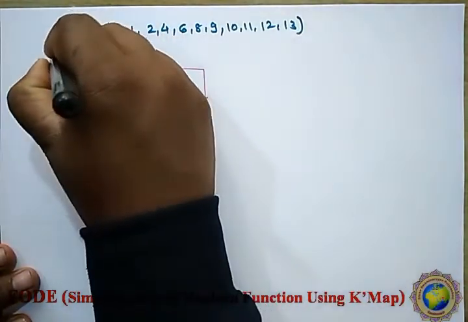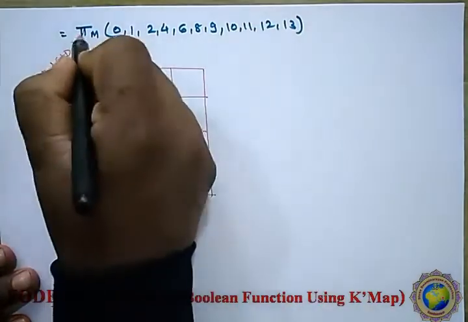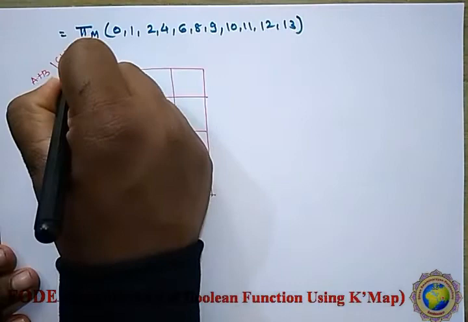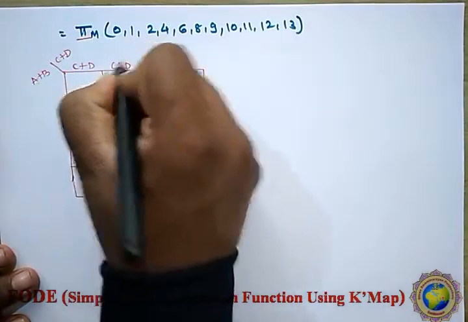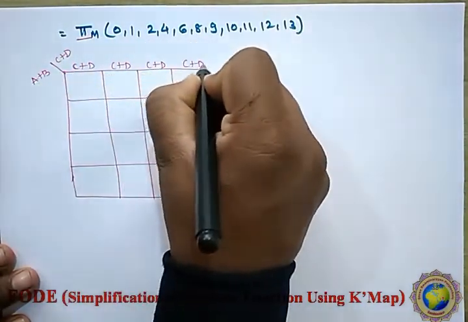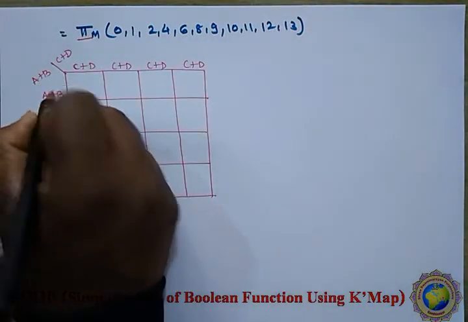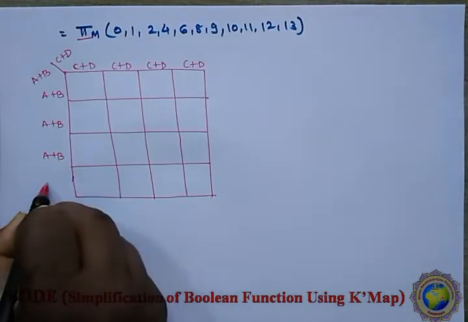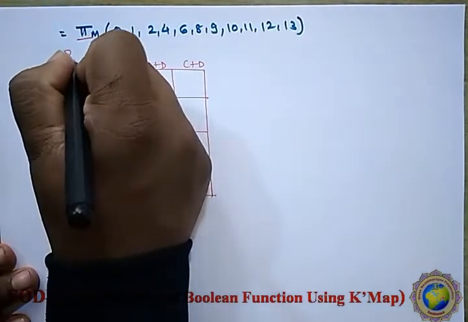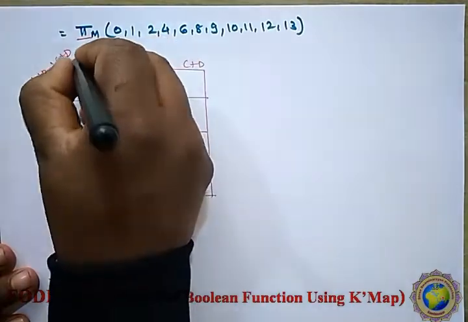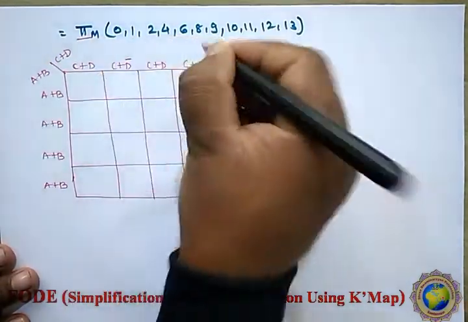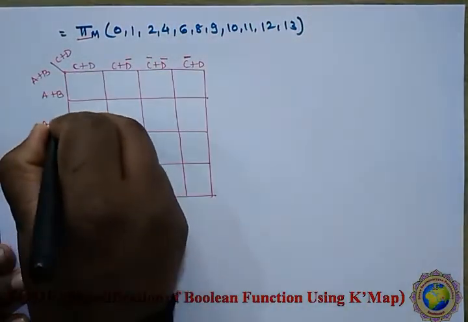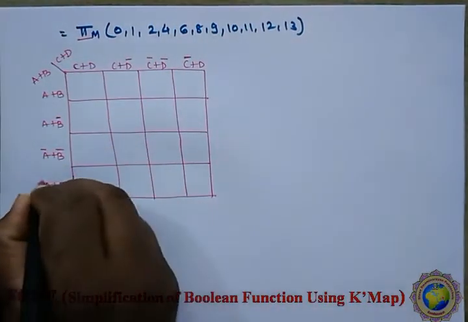A plus B, C plus D. Remember one thing, this is the POS function, and if it is SOP, then A, B and C, D directly return. C plus D, C plus D. A plus B, A plus B. So it's 0, 0, 0, 1, 1, 0 and 1, 1. Same, A plus B bar, A bar, B bar.